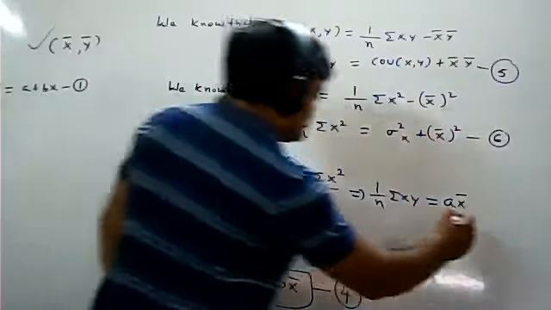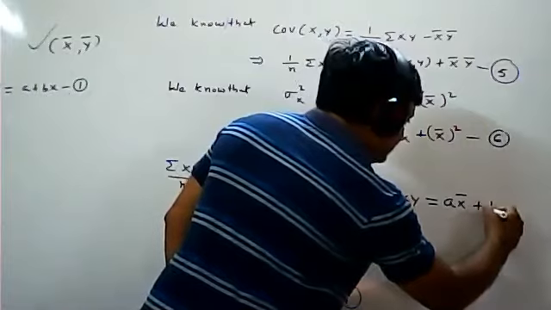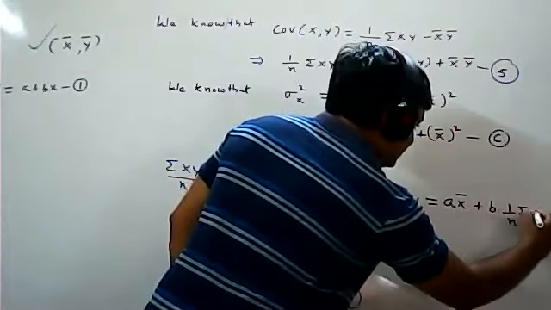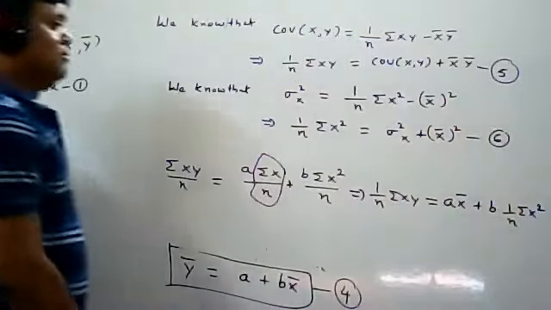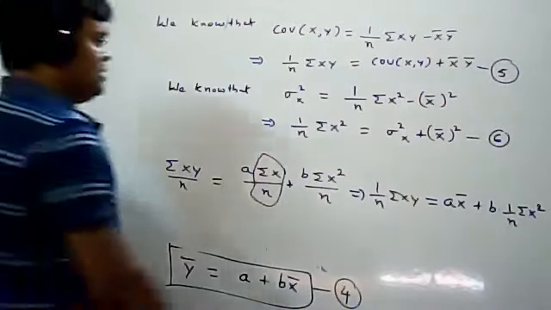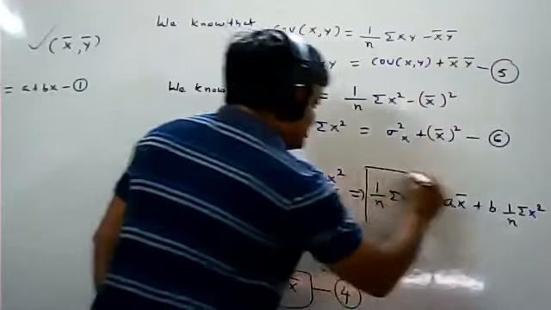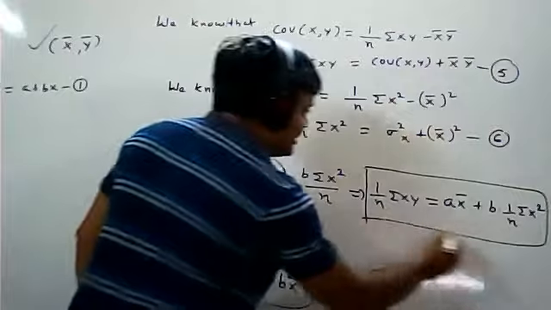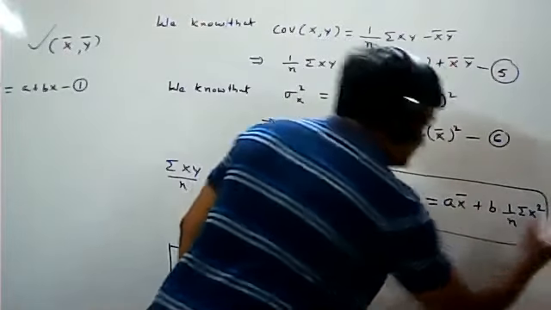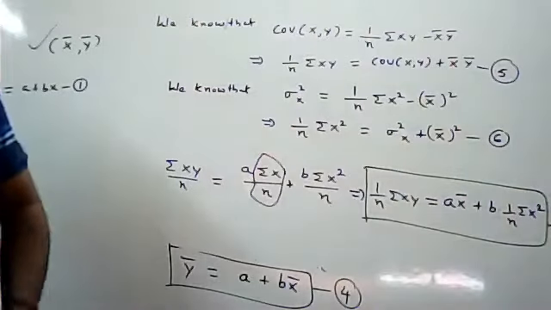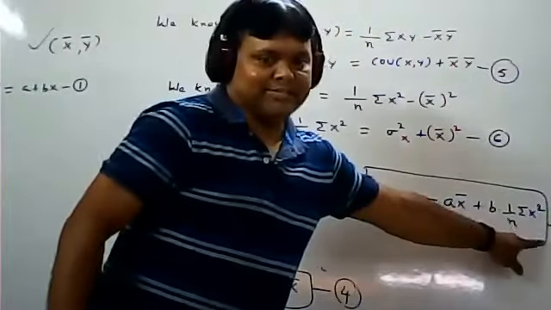b is a constant. So that means I will write here b into the remaining part, which is 1 by n summation x squared. Equation number 6 is already completed, so this is equation number 7.